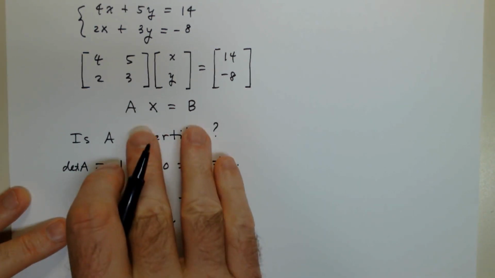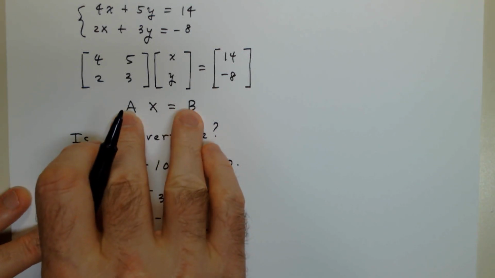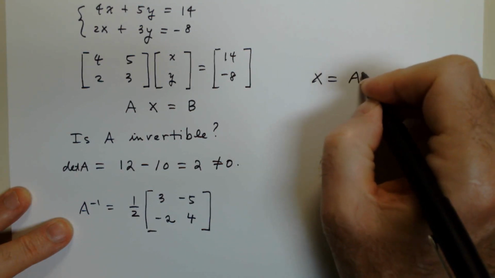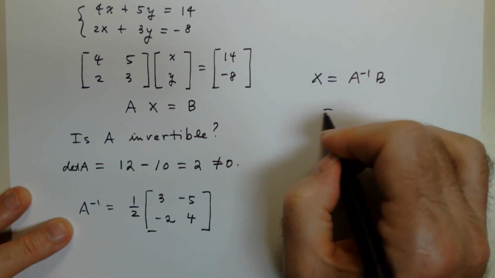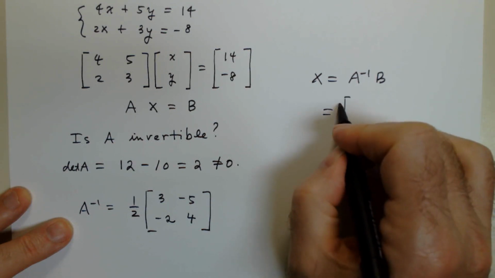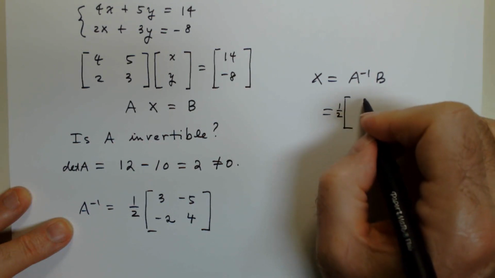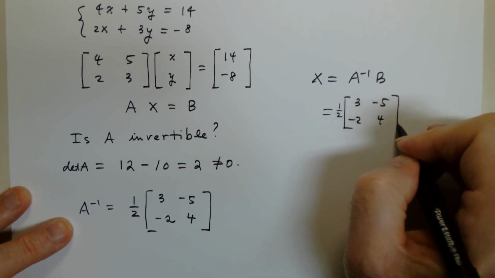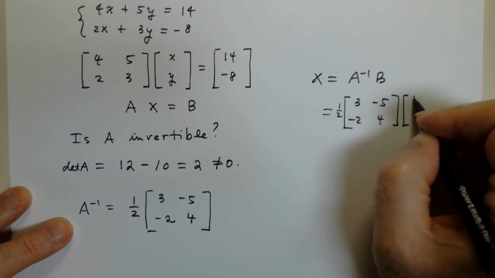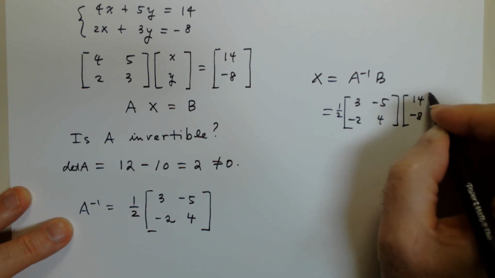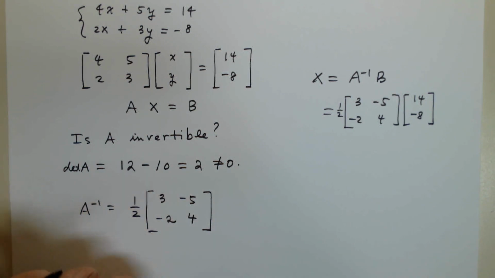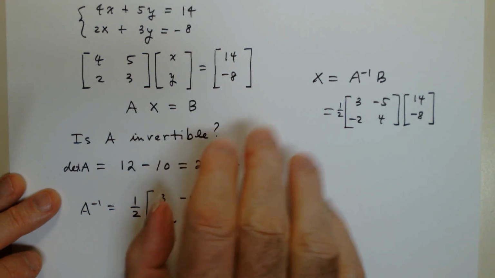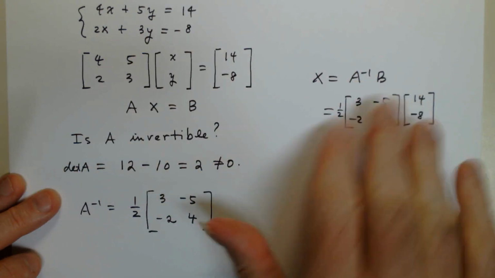The last step is to solve this equation by multiplying on both sides by A inverse on the left. So the solution is going to be x equals A inverse times B, which in this case is going to be, I don't want to forget my 1/2. I'll have the scalar 1/2, the 3, the -5, the -2, and the 4, the 14, and the -8. Now there's several things you can do here. Again, I think there's 3 choices you can make. Leave the scalar out, just bring it in at the end, do the multiplication first.